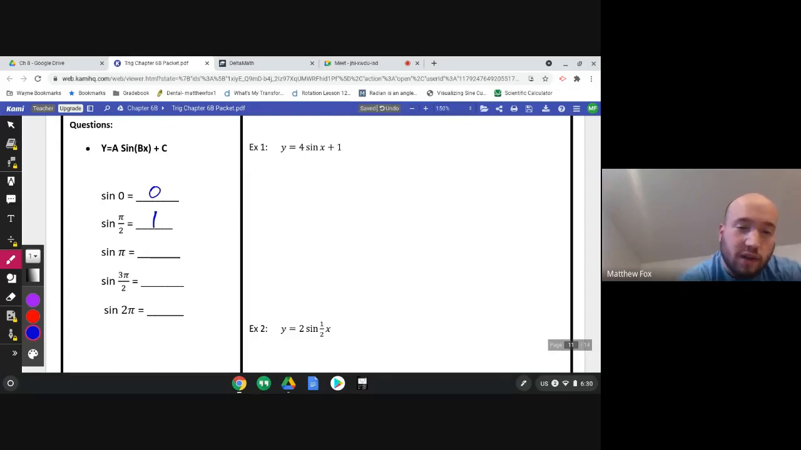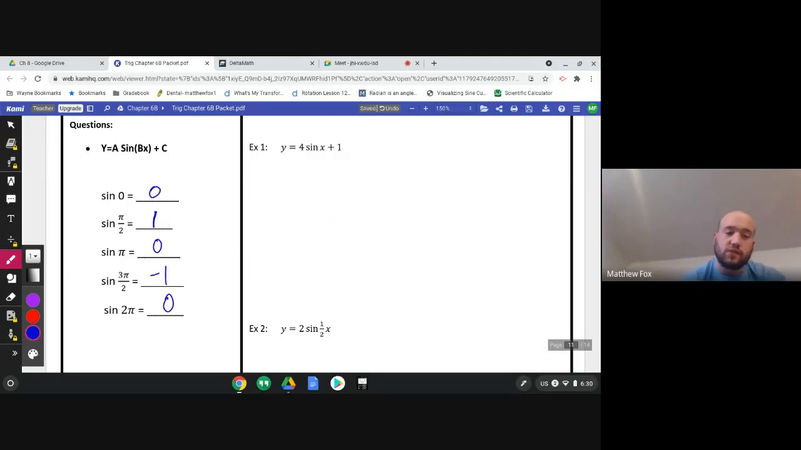At sine of pi, it'd be 0. At 3 pi over 2, it's negative 1. Oops, that's not a very good negative sign. Let me fix that. And then finally, at sine of 2 pi would be a 0.